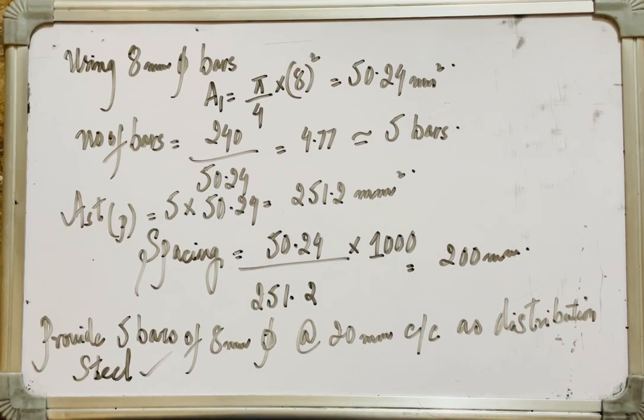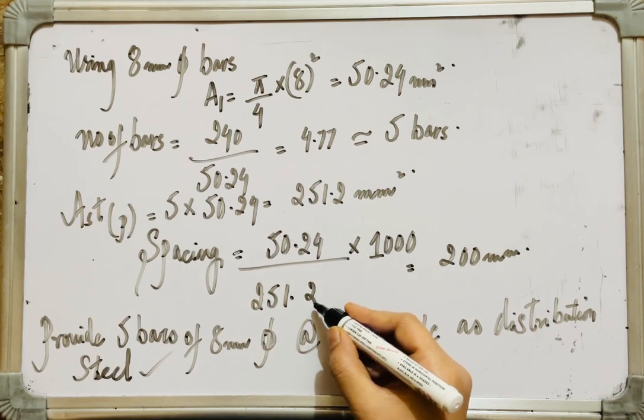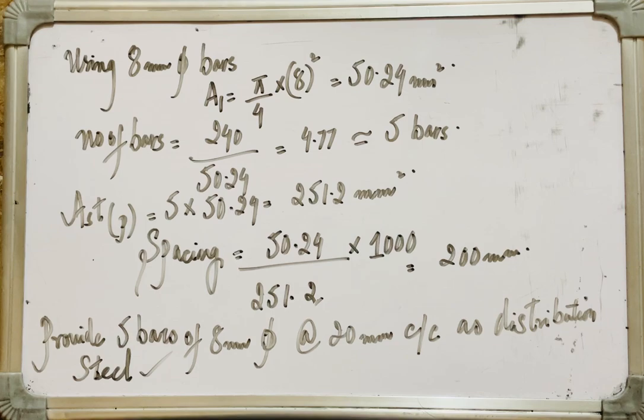डिस्ट्रीब्यूशन स्टील इज टेकन एज 0.12% ऑफ द ग्रॉस एरिया. ग्रॉस एरिया मैंने लिया, उसका 0.12% जितना बनता था उसके हिसाब से मैंने अपना डिस्ट्रीब्यूशन स्टील भी कैलकुलेट किया और मैंने प्रोवाइड किए 5 bars of 8 mm dia at the rate of 200 mm center to center spacing as distribution steel. So all the three things are covered: my main reinforcement, my longitudinal reinforcement and my distribution steel as well.